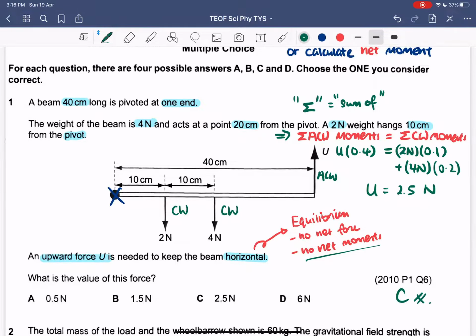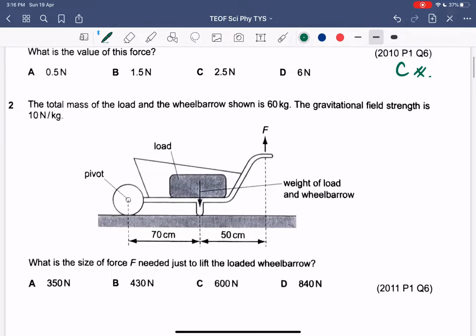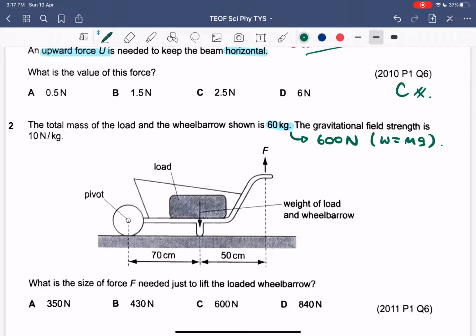Now this first question I've explained in greater detail. Now I'll move a bit faster. So here we have a wheelbarrow and the mass shown is 60 kg. Straight away this is in kg, so I change to newtons, which is simply 600 newtons, using W equals mg. And then they want the size of the force, F, that is just enough to lift the loaded wheelbarrow.